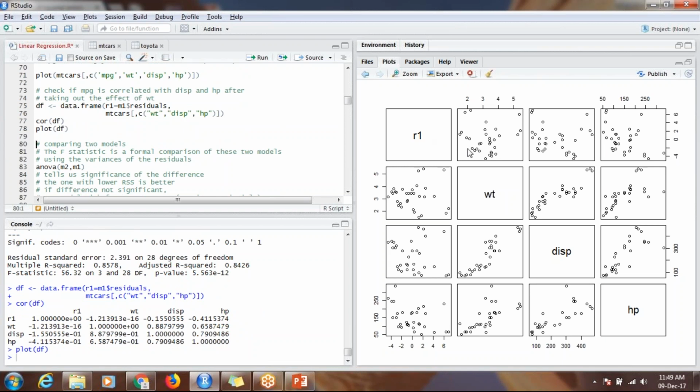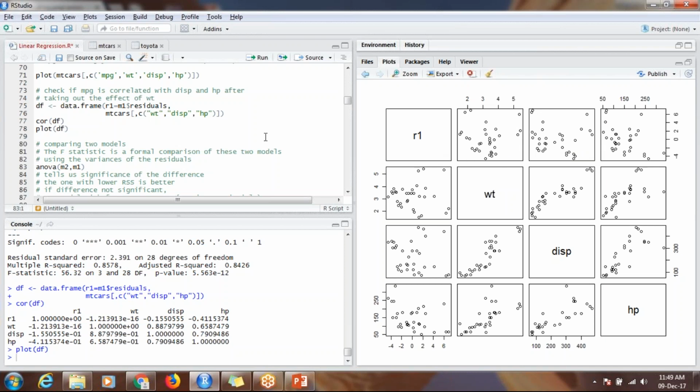So here I'm getting the residuals. As I said earlier, there shouldn't be any pattern between the residuals and the variables. And even if you see here, the residuals with the other variables are more or less pattern free.